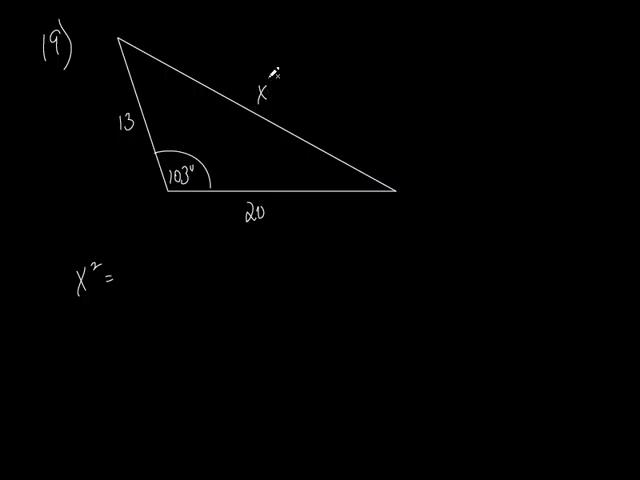In this case, our c is our x though, isn't it? All right, so let's use the numbers that are here. So x squared equals 13 squared plus 20 squared. That's kind of like the Pythagorean theorem, isn't it? But then we got a little extra stuff added to the end.